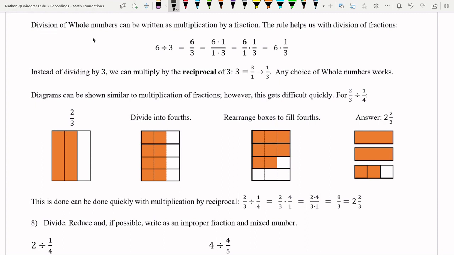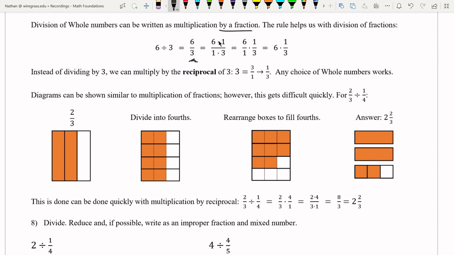Division of whole numbers can be written as multiplication by a fraction. And these rules are going to help us when we talk about division of fractions. So 6 divided by 3 is the same thing as 6 over 3 as a fraction. But I can rewrite 6 as 6 times 1, and I can rewrite 3 as 1 times 3, right? When you multiply by 1, you're not changing the number.